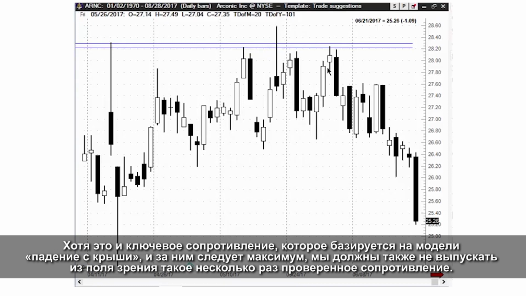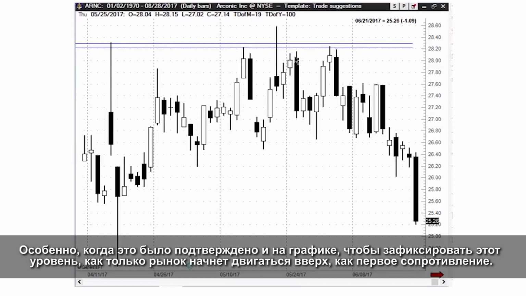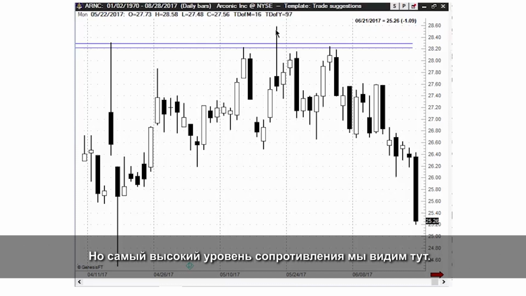When the market is rallying, although this is key resistance based on the falling off the roof and that it's a prior high, we should also keep an eye on this multi-tested resistance, especially when it was confirmed here, to define this once the market starts moving up as first resistance. But the more important resistance level is over here.